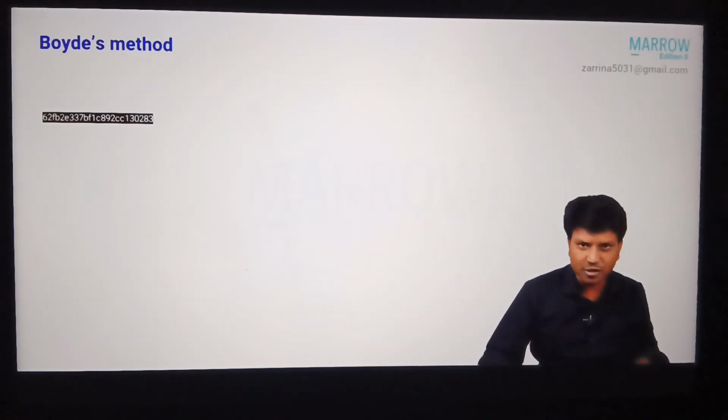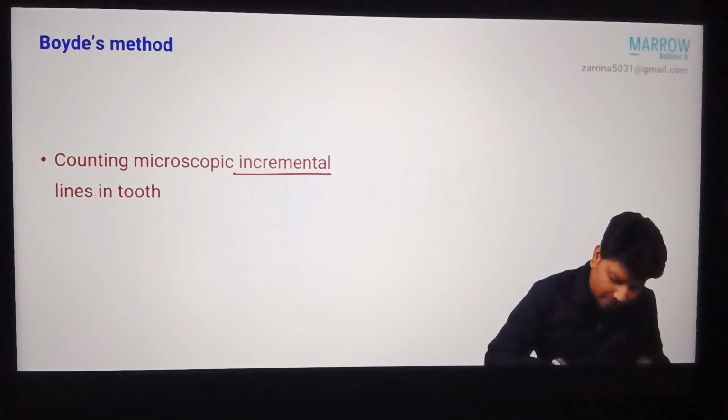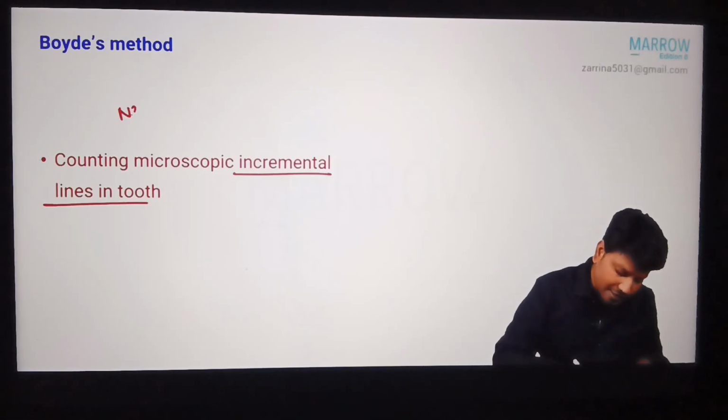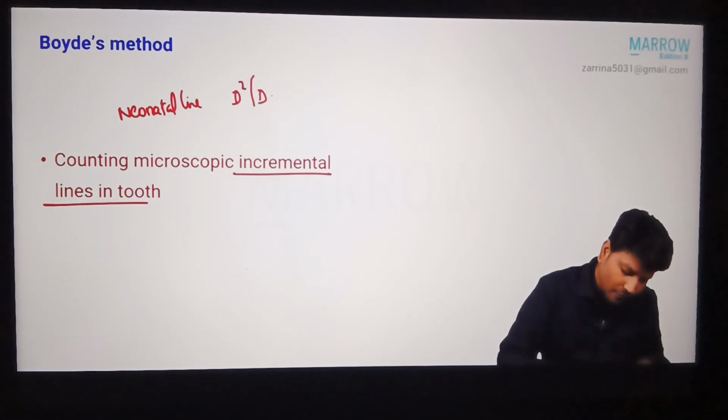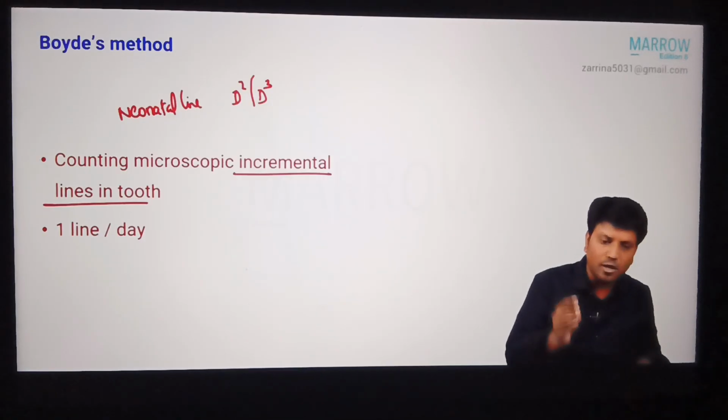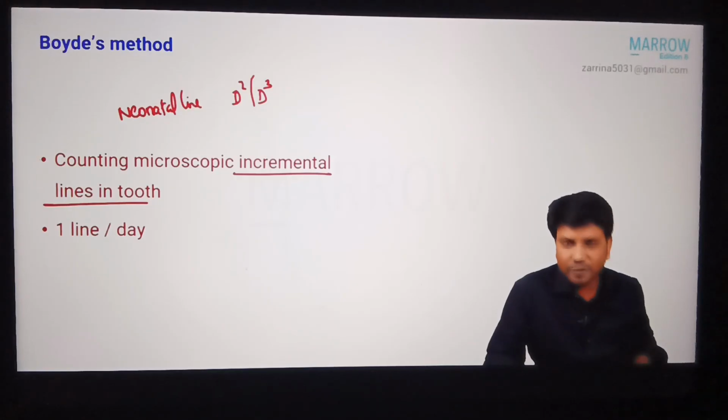Now moving on to Boyd's method. This method is useful for children, wherein you can count incremental lines in the tooth. The first line that will appear is called the neonatal line. That line will appear on day 2 or day 3. After that, every day one line will appear. So you need to basically count the number of lines. How many? 1, 2, 3, 4, 5, 6, 7, 8. Like that you have to count, and you can find out the age of the child.